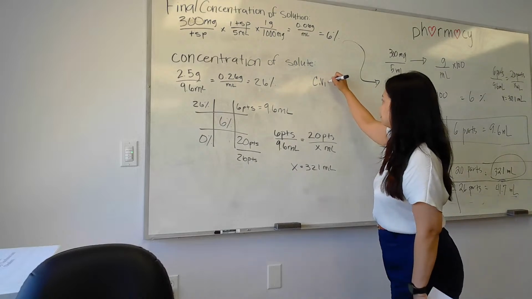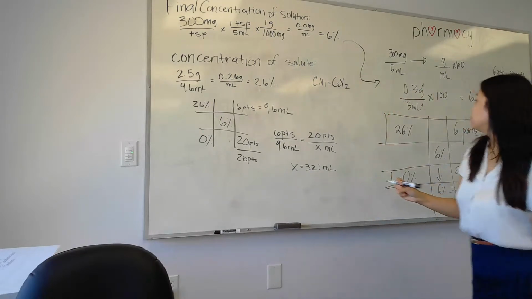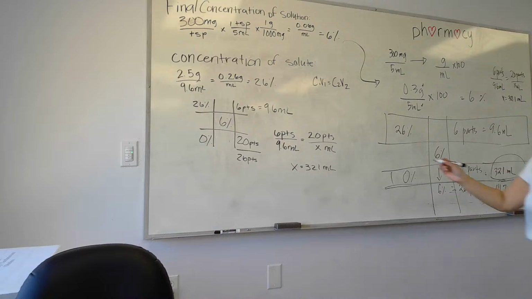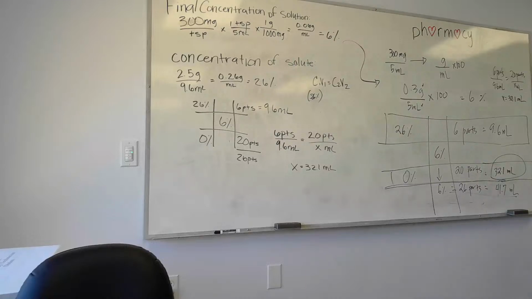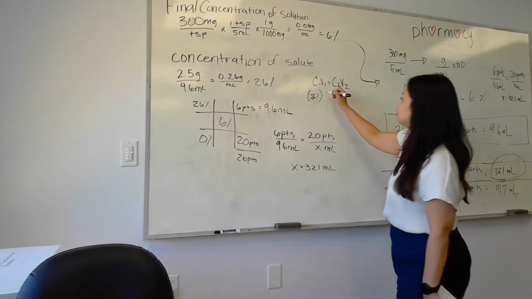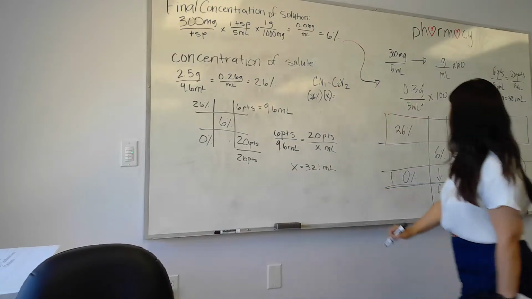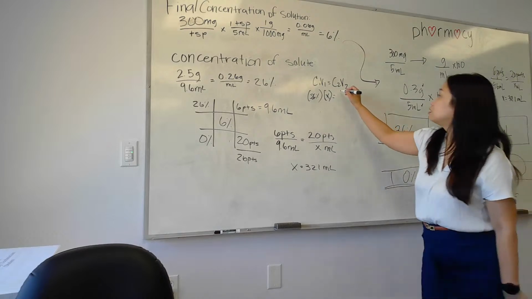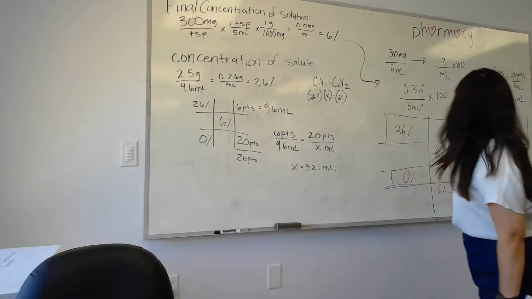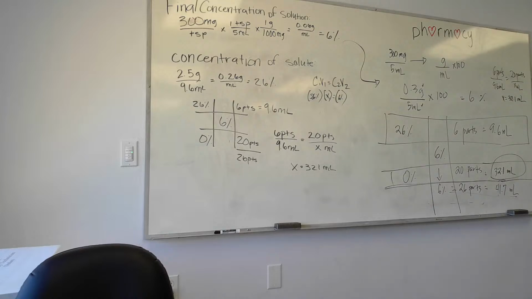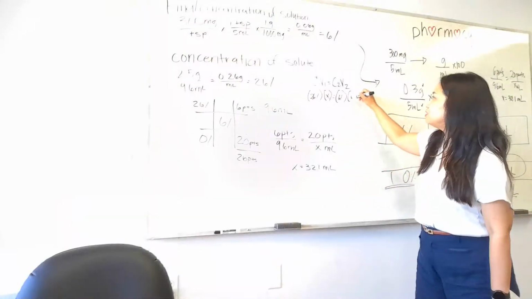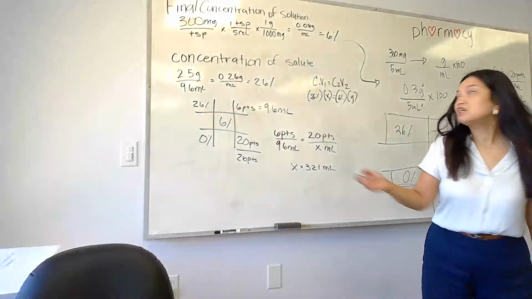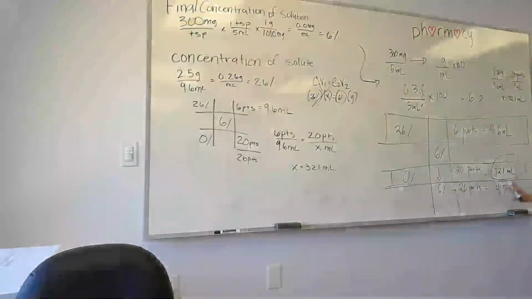So try C1V1 equals C2V2. What's the initial concentration? 26%. Do you know the initial volume? No, you don't. What's the final concentration? 6%. Do you know the final volume? No. Right here, if the problem stated 41.7, then you can use this, but you don't know the final volume. And that's why the best way is still this.